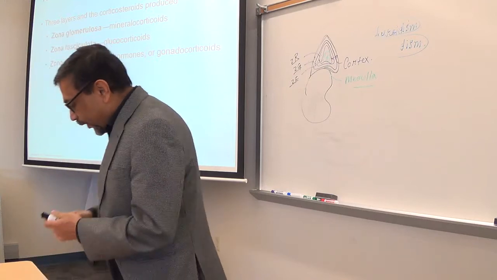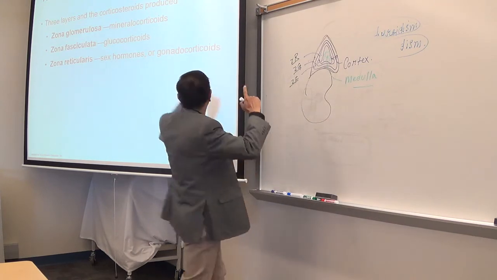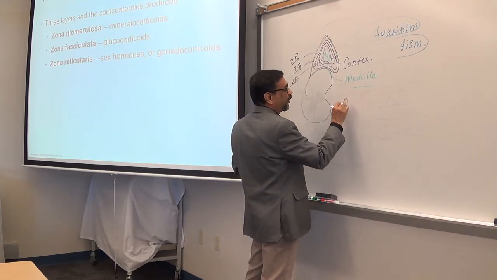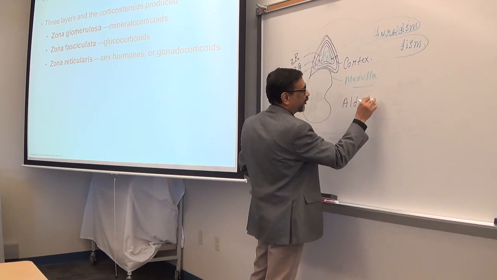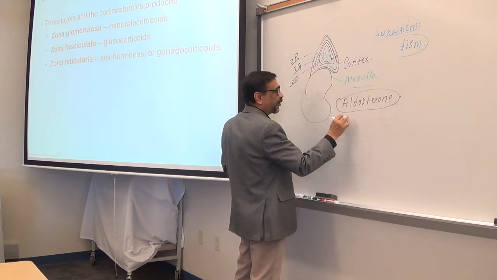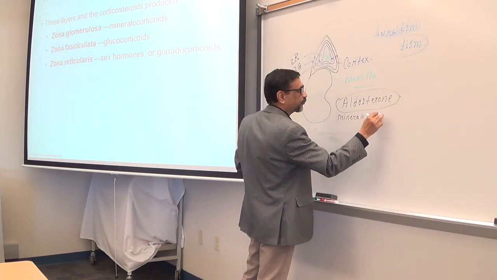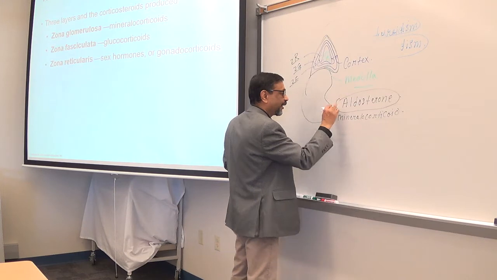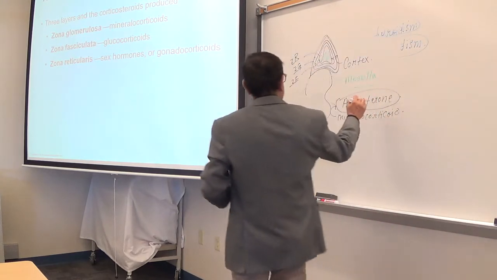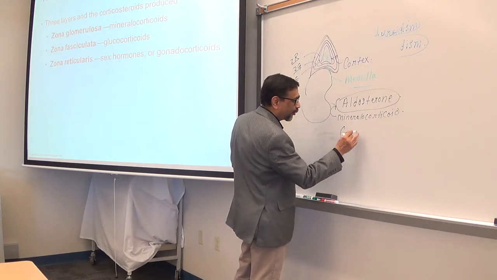Now, I'll just mention the name of one hormone of each. The most important mineralocorticoid is aldosterone. The most important glucocorticoid is called cortisol.